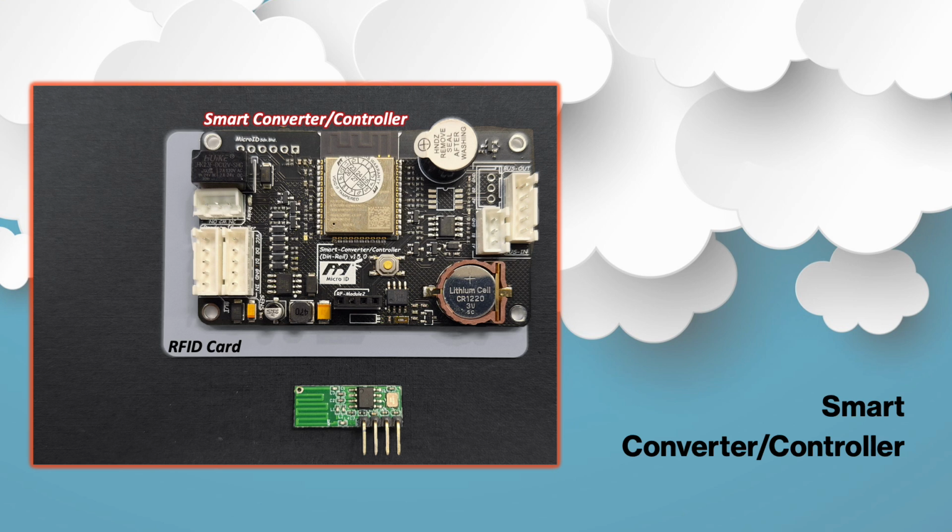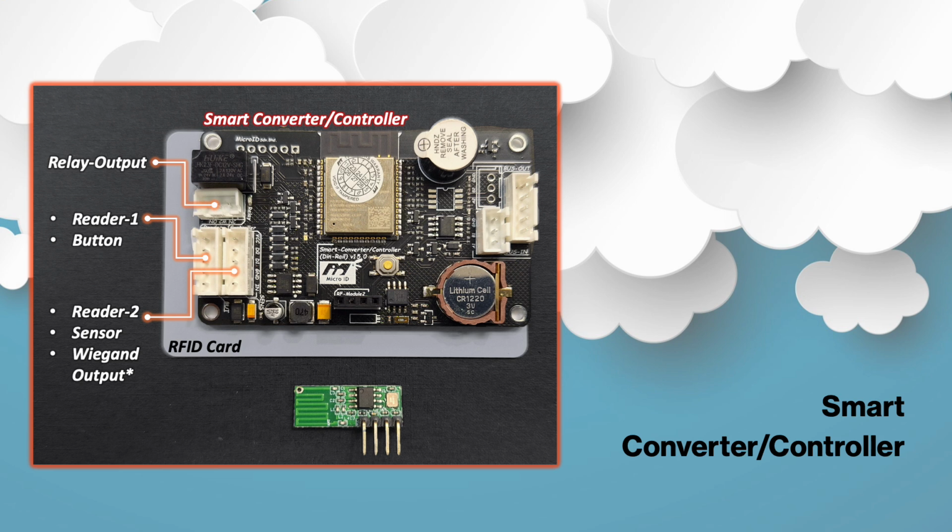So what functions or peripherals does this smart converter have? One is that it only has one relay output, and one reader. Actually, it has two readers. Reader 1 comes with the button, and reader 2 comes with door sensor input. Or reader 2 can actually be used as the Wiegand output. So this is where the converter comes in. When it's a controller, you have reader 1 and reader 2. When it's a smart converter, it has reader 1 and reader 2 becomes a Wiegand output.